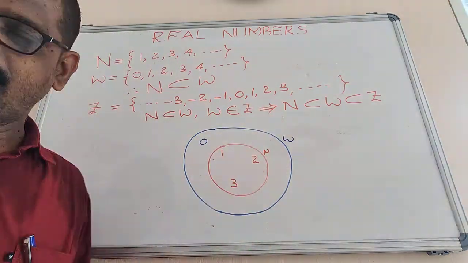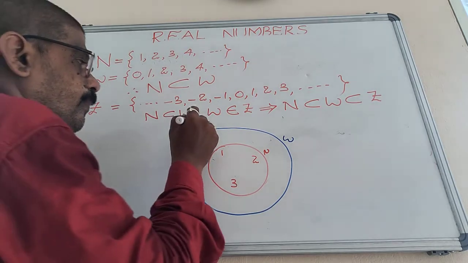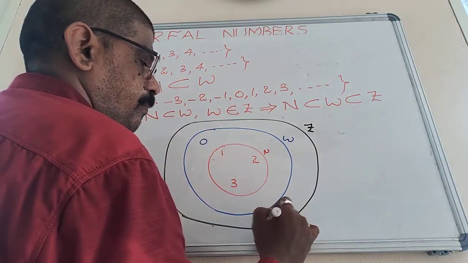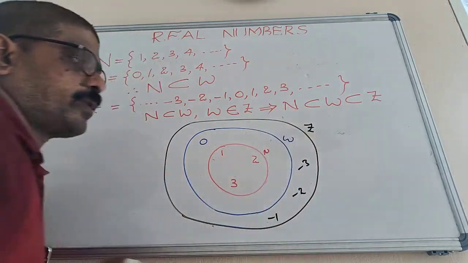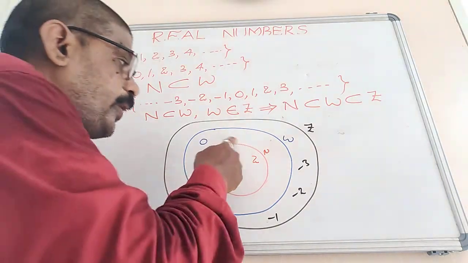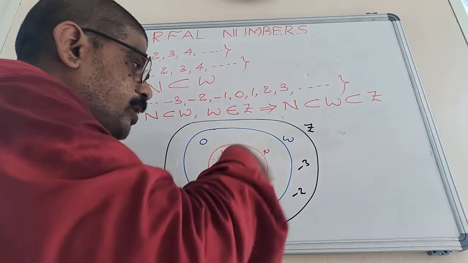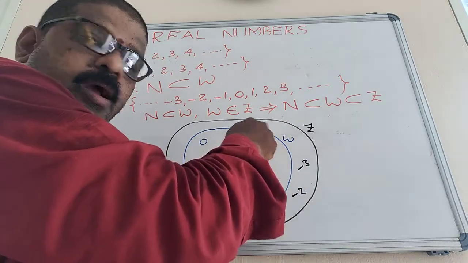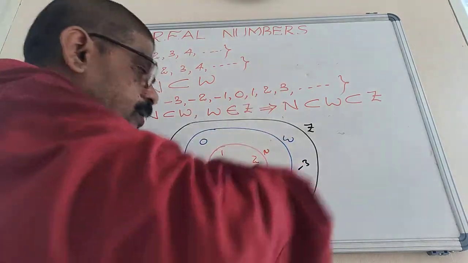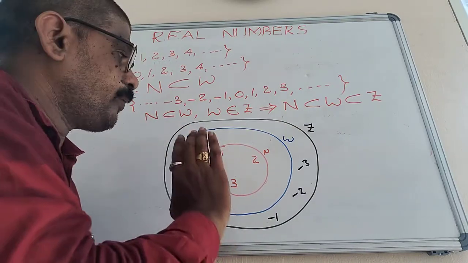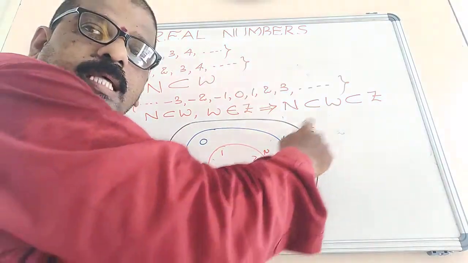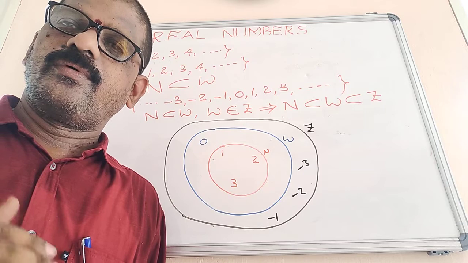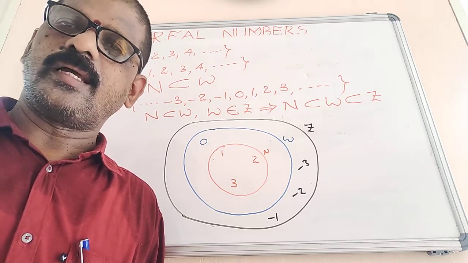The next one, integers: -1, -2, -3. We have to observe that natural numbers are in integers. All natural numbers are in whole numbers. All whole numbers are in integers. That means N is a subset of W, a subset of Z. That means the Venn diagram of natural numbers, whole numbers, integers.